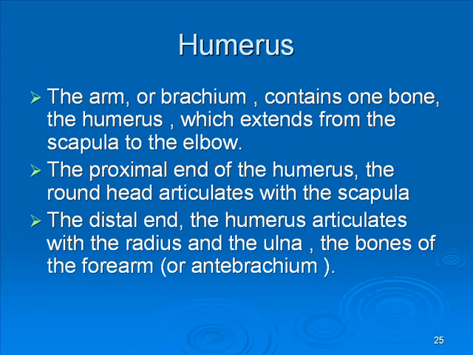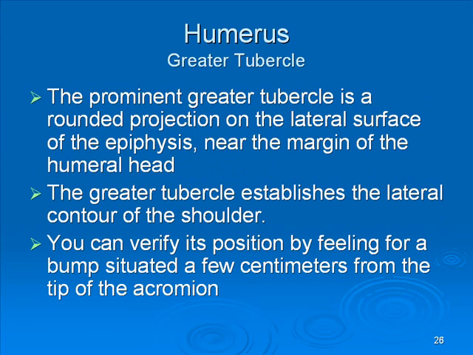Where does it articulate on the scapula? It articulates in the glenoid cavity, or the glenoid fossa, the point of articulation with the scapula. The distal end of the humerus articulates with the radius and the ulna. These are the bones of the forearm, also referred to as the antebrachium.